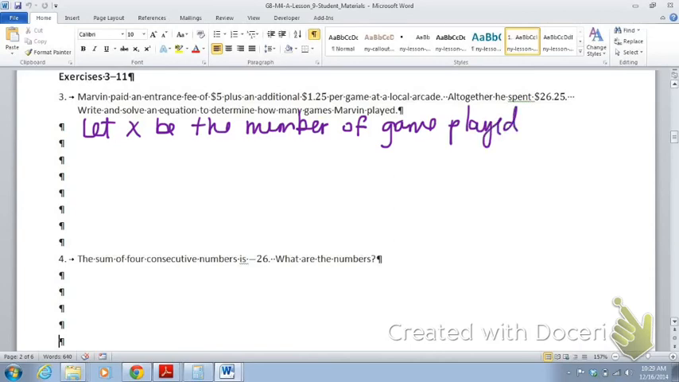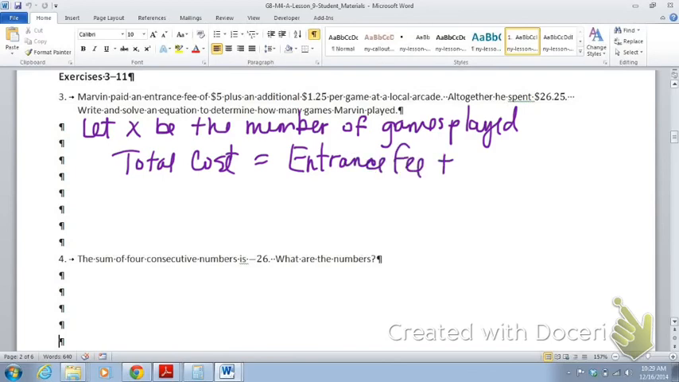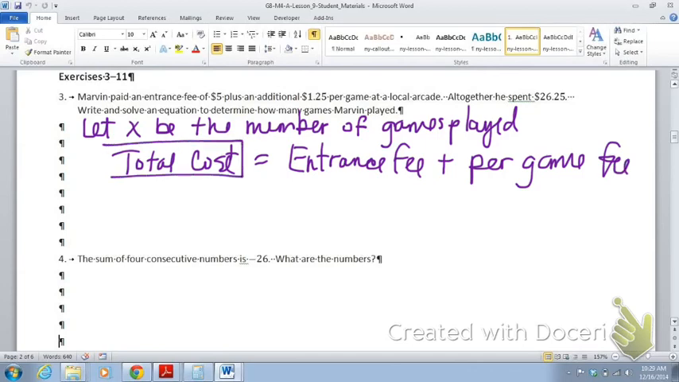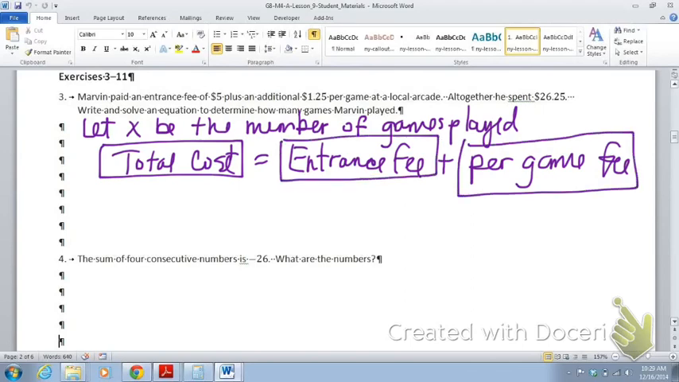Okay, so if we let x be the number of games played, I want to represent his total cost, is equal to the entrance fee plus the per game fee. Excuse my handwriting. So my total cost, I have to pay to get in, even if I don't do any games, and then I have to pay per game.